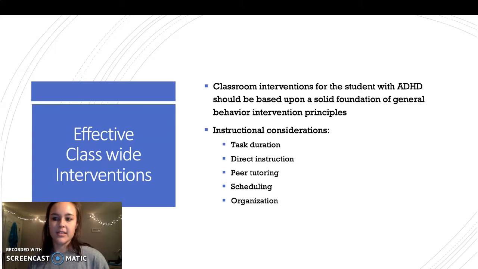Direct instruction is another example. Attention to task is improved when the student with ADHD is engaged in teacher-directed instruction as opposed to independent seat work. So this is one where you should be with the students, making sure that they understand it and giving that feedback. Also, the teaching of note-taking strategies increases the benefits of direct instruction.